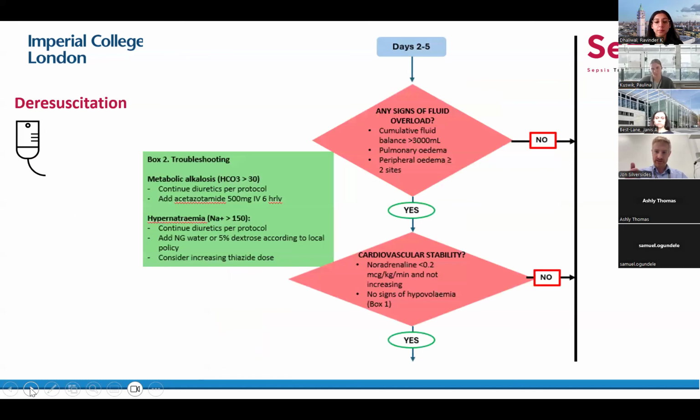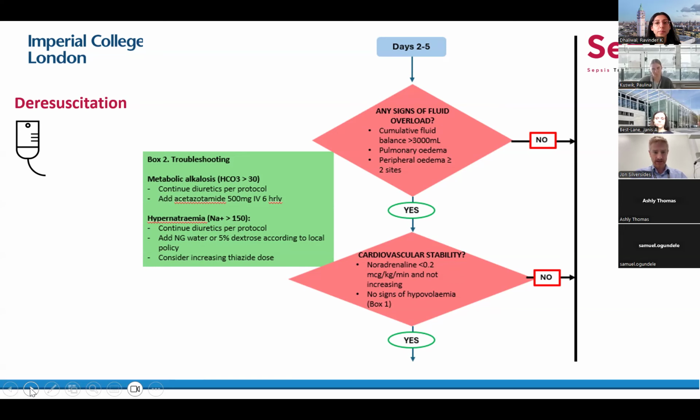So are there signs of fluid overload? Is there cardiovascular stability? And if both of those criteria are met, then go ahead and give the deresuscitation. We've also got a box here with some troubleshooting. So things that might happen, metabolic alkalosis we know can occur with diuretics, and we would suggest adding acetazolamide, 500 milligrams IV 6 hourly to help with that.